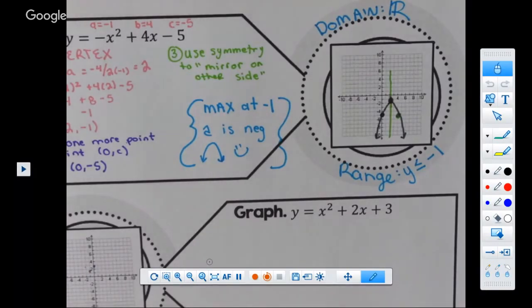Okay, so I want to leave this one up here. I want you and your partner to now try the second one. If you want to do it in pencil, just to make sure in case you mess up. But if you find the vertex, I'll tell you right or wrong before you go on and finish the whole thing. So try to do the second one.